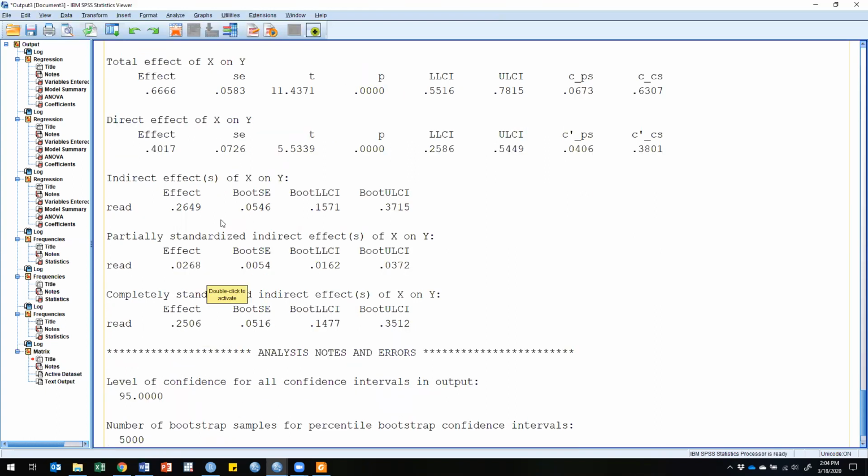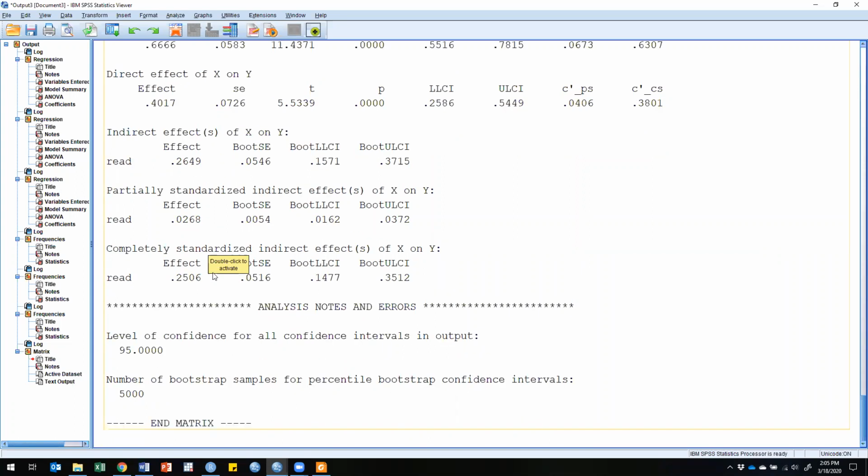Partially standardized indirect effects are probably more interpretable when you have a categorical mediator variable. And then the completely standardized indirect effects are of high value when your mediator variable is continuous. So these are essentially like your standardized regression coefficients again too.